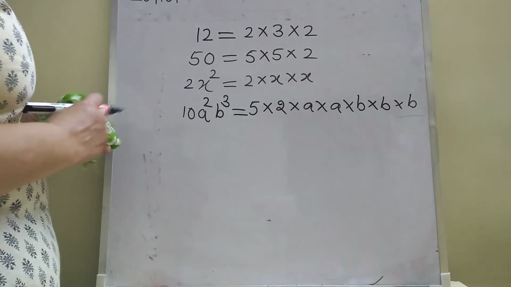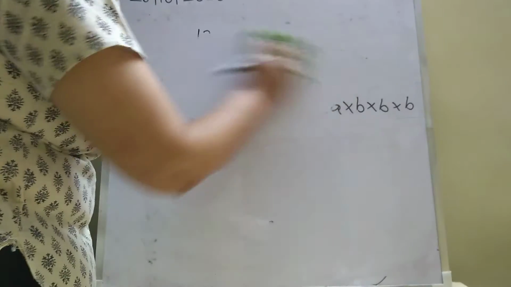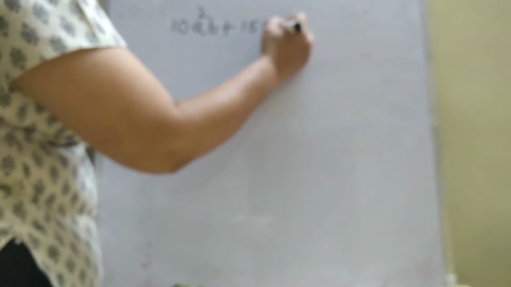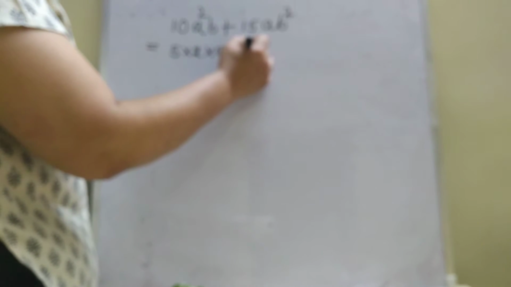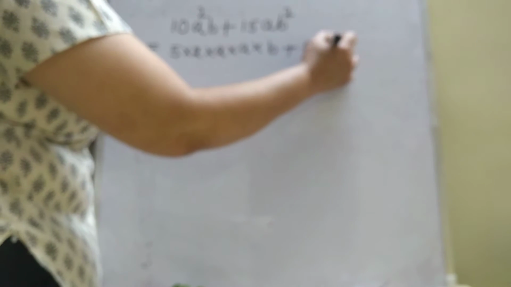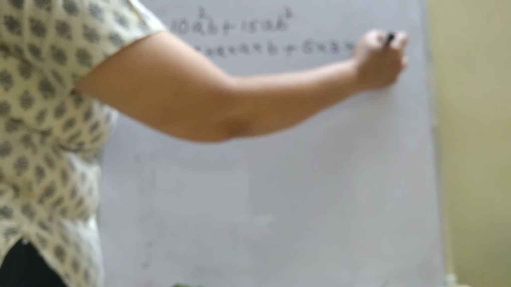Now, if I want to factorize a binomial, there is something slightly different. Let us see the example. Factorize 10a square b plus 15ab square. Actually, you can use the method which you use for the monomial. Let us find the factors of 10: 5 twos are 10, multiplied by a multiplied by a multiplied by b. Then plus 5 threes are 15, multiplied by a multiplied by b multiplied by b.